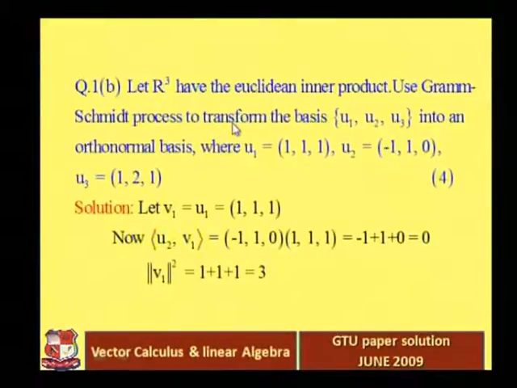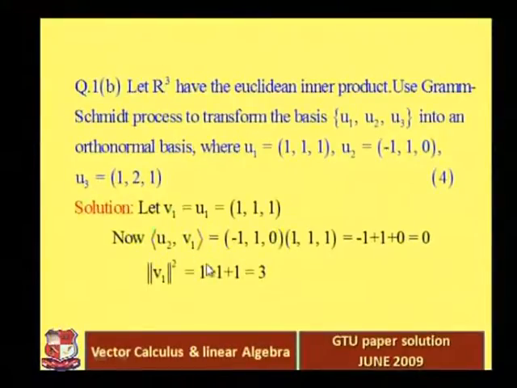Let R3 have the Euclidean inner product. Use the Gram-Schmidt process to transform the basis u1, u2, u3 into an orthonormal basis, where u1 is equal to 1 1 1, u2 is equal to -1 1 0, and u3 is equal to 1 2 1. Okay, so here is the solution. Let v1 is equal to u1 is equal to 1 1 1.